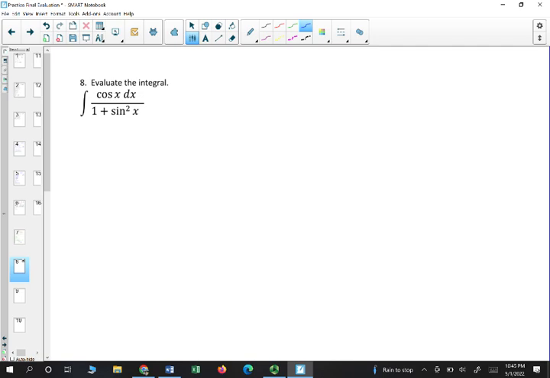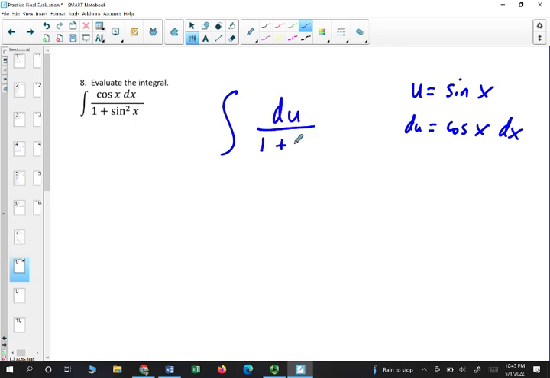Okay, number 8. Number 8, you have to recognize the pattern. Okay, we have, if we said, for example, u is the sine, then du would be cosine. And we have that. So this will be du over 1 plus u squared. Okay, so that's our arc tangent.